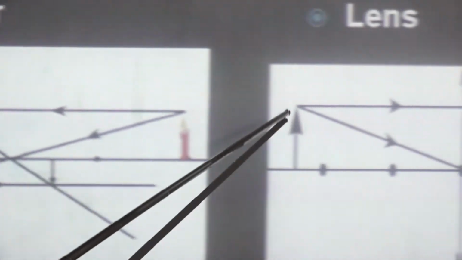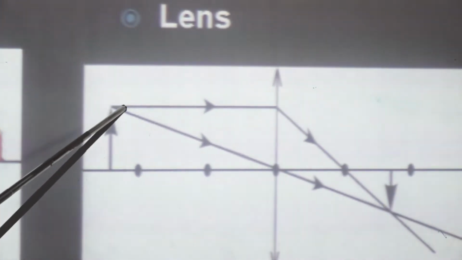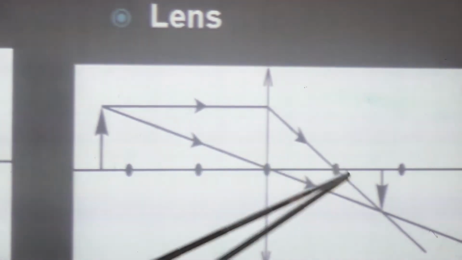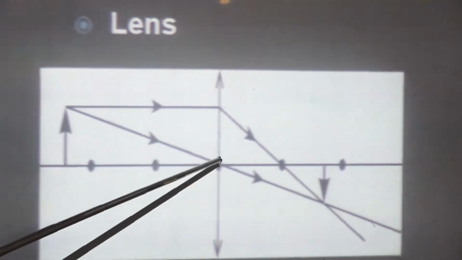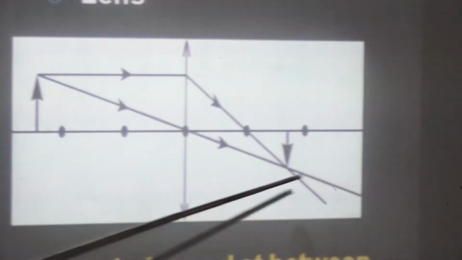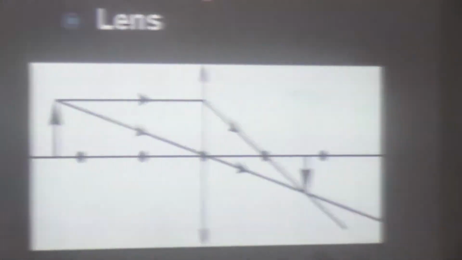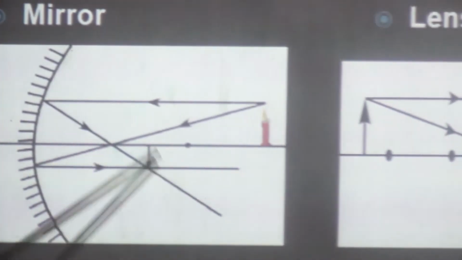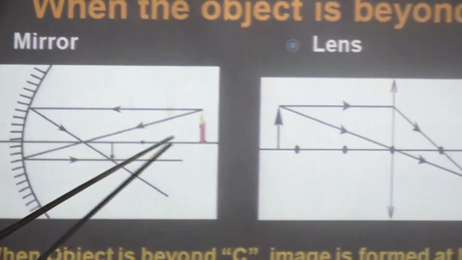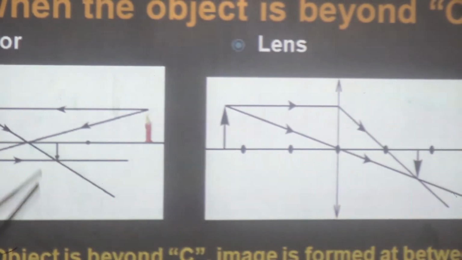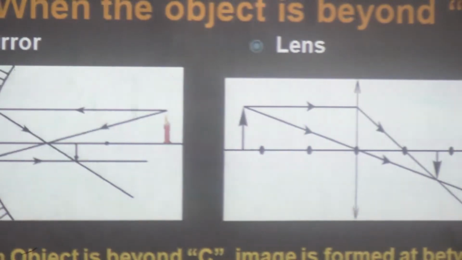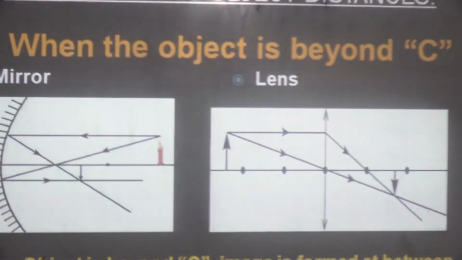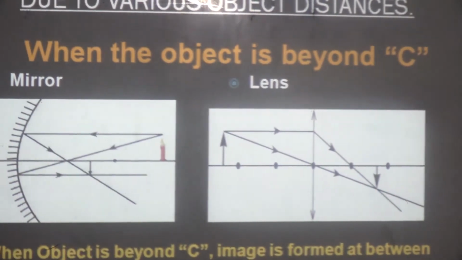Here also the same thing. Here the incident ray is passing parallel to the principal axis. After refraction it passes through F, and this is the ray passing through the pole and it passes undeviated. Here the image is formed. Now observe the characteristics. The image is inverted. Here also inverted, and the size of the image is small compared to the object, and it is a real image. So when the object is beyond C, you can obtain the diminished, real and inverted image.